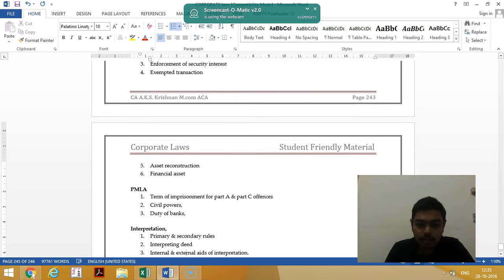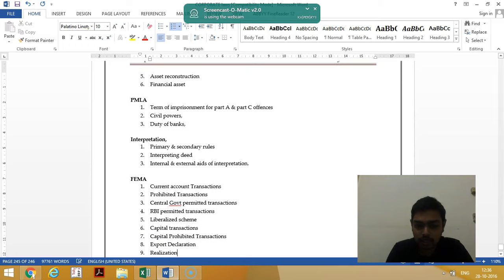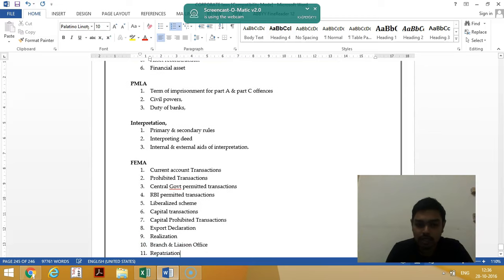Then PMLA, in that Part A and Part C offences you should study, and the number of years of imprisonment. Then civil powers, then duties of bankers. This is from PMLA. Then interpretation of statutes, you have to read the primary and secondary rules of interpretation. Then interpretation of deeds, internal and external aids of interpretation. So these are the three types. But inside there are so many questions, like internal aids of interpretation has 6 points, external aids has 4 points, primary has 6, secondary has 3. So like that, inside it's there.